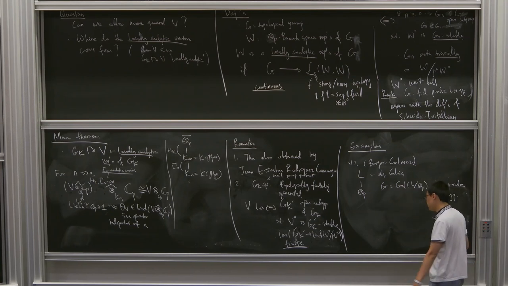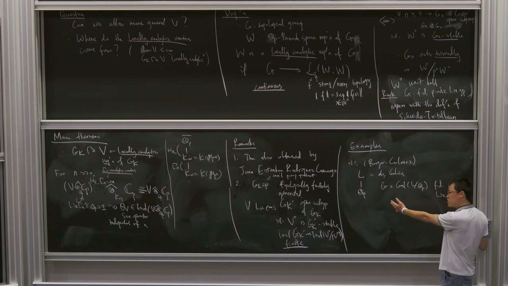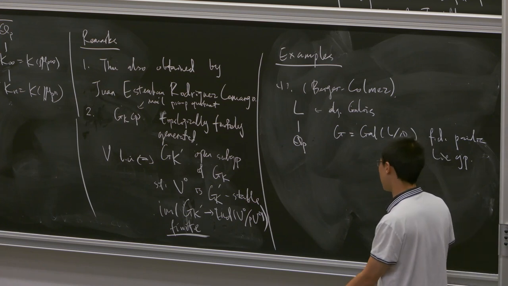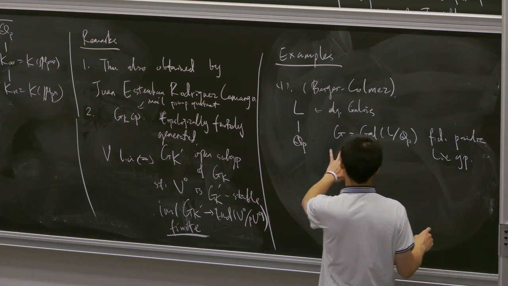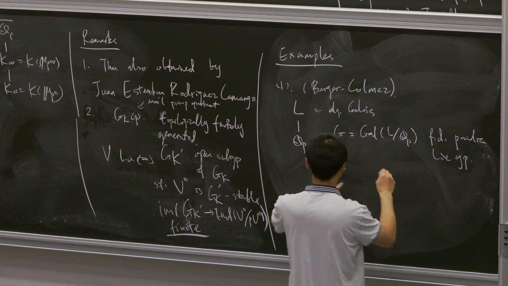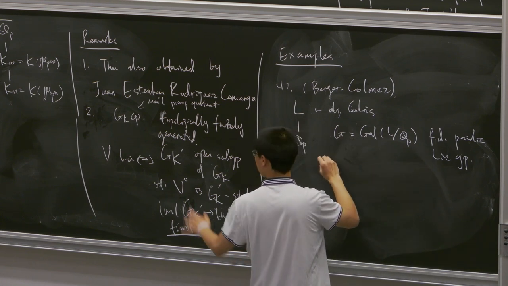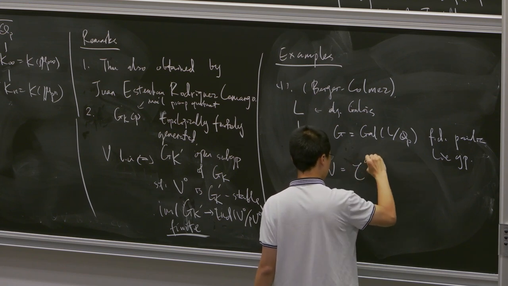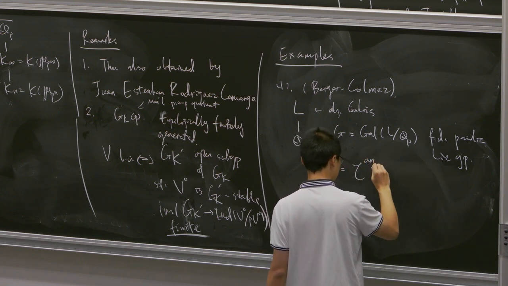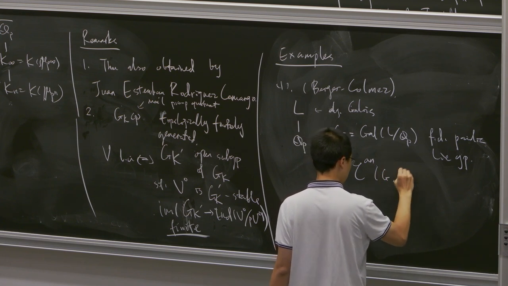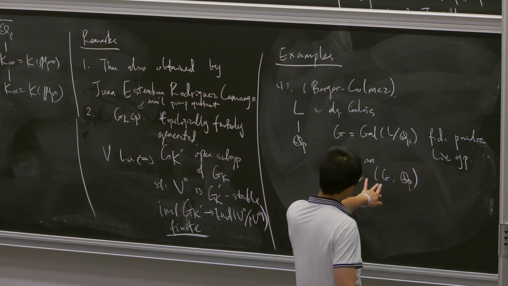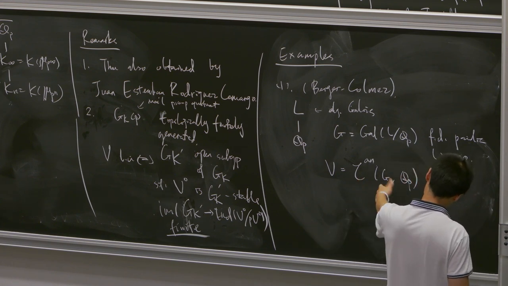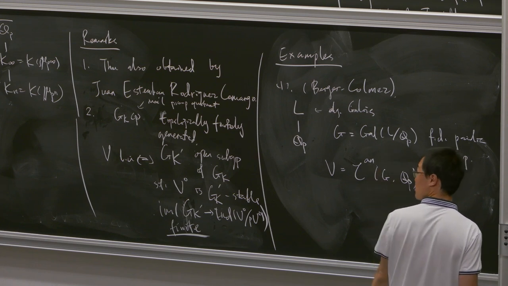And for simplicity, I will just pretend that the G itself is already some kind of appropriate uniform group, but actually I don't need that. So what I'm going to take V to be is the analytic functions on G. Of course, if G is not this kind of appropriate uniform group, it doesn't quite make sense to talk about analytic vectors.